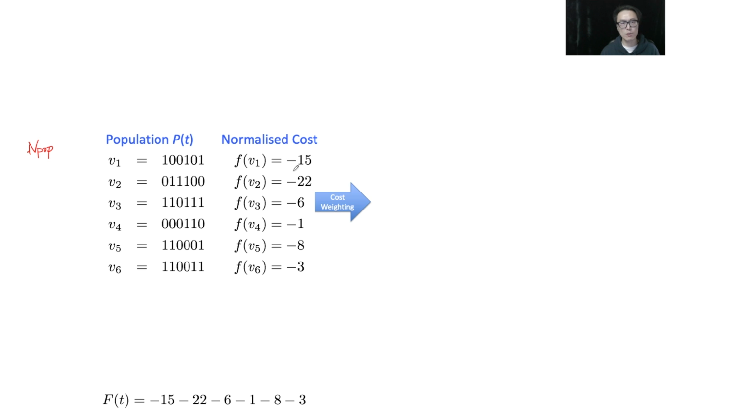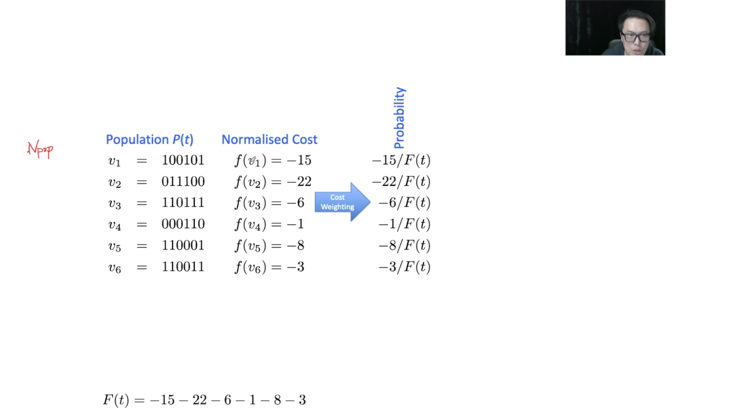Now we are going to do the cost weighting, so that we calculate the probability that each chromosome is selected, according to this probability. Minus 15, that is its cost.